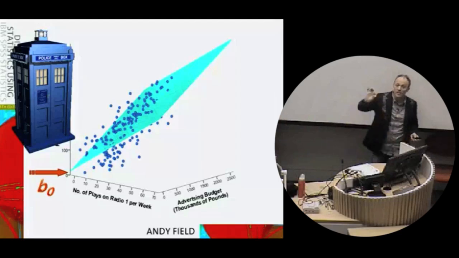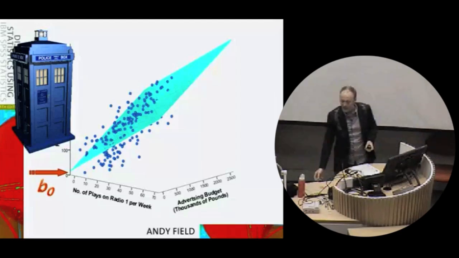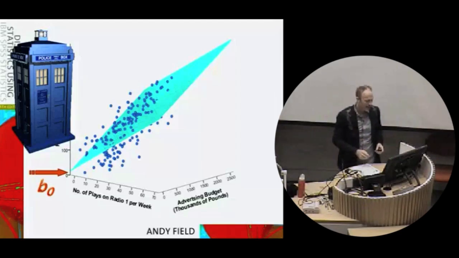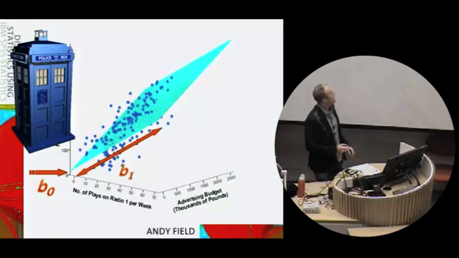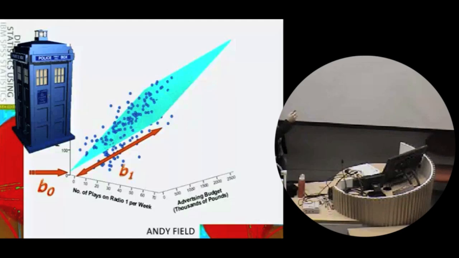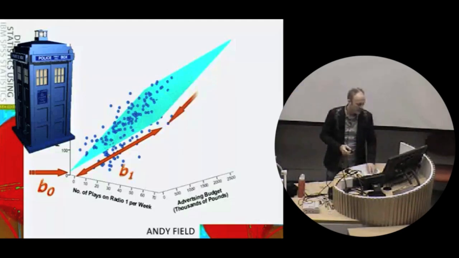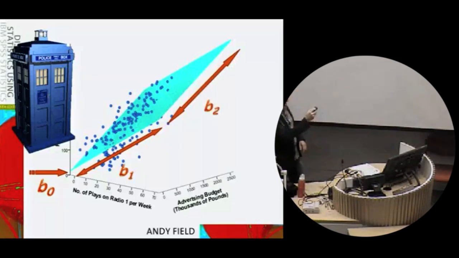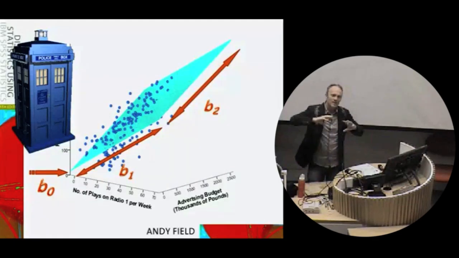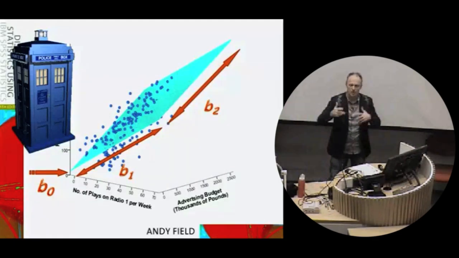So the beta 0 will be the little peak where the plane sort of hits the y-axis, or it's the value of the outcome when both predictors are 0. The beta associated with radio play will represent the slope of this side of the regression plane. So this would be the beta associated with radio play. And the beta associated with advertising budget would represent the slope of that side of the regression plane. So basically those betas tell us where the regression plane is located and also what shape it is.